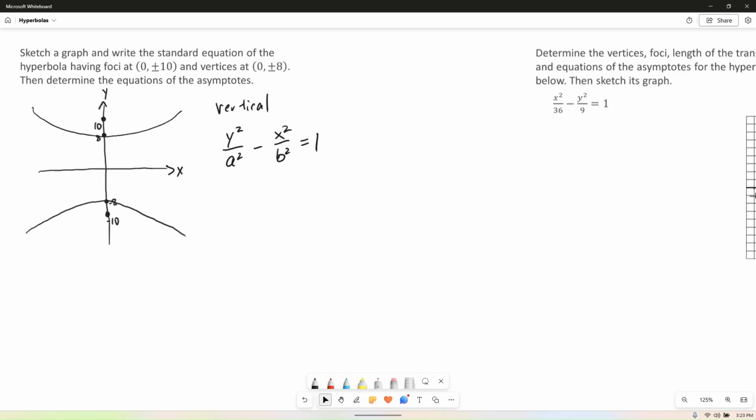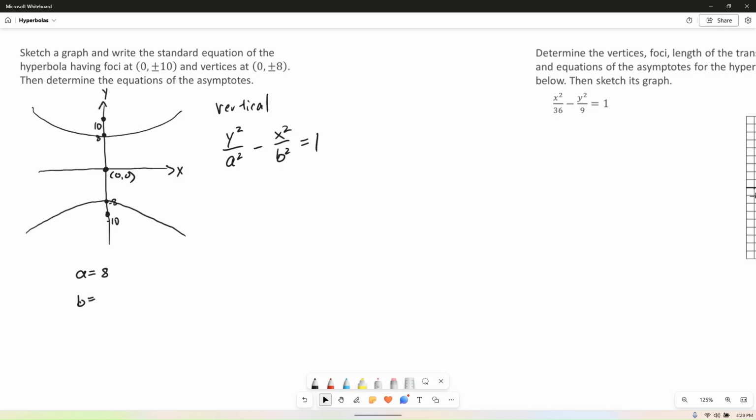Okay, well, a measures the distance from the center, which is at the origin. It measures the center to either vertex. And I know the vertices are at ±8. So the value of a has to be 8.